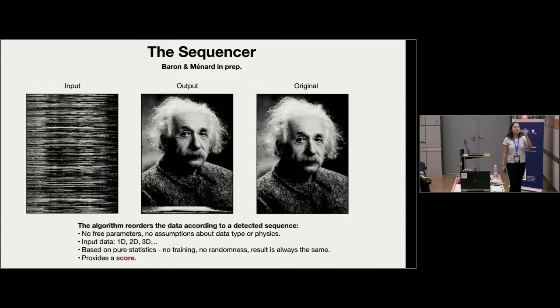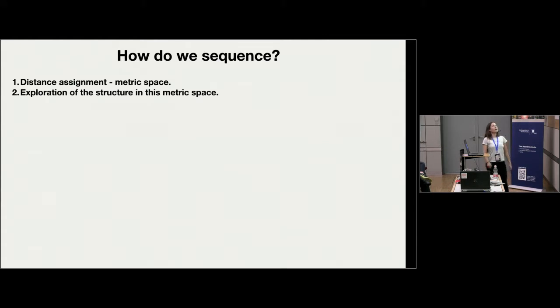And the most important thing is that we have a score, a figure of merit. The algorithm not only returns a sequence, it returns a score, whether we found a sequence or not. Just like chi-square, I can use it to know if I had a good fit or not. The way we're doing it, I can break into two parts. The first part is assigning some sort of distance or proximity between the objects in my sample. These can be various types of distance measurements, but given that I have this distance between the objects, I can start to explore the structure in this metric space.